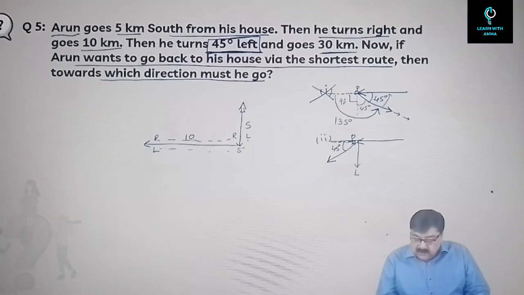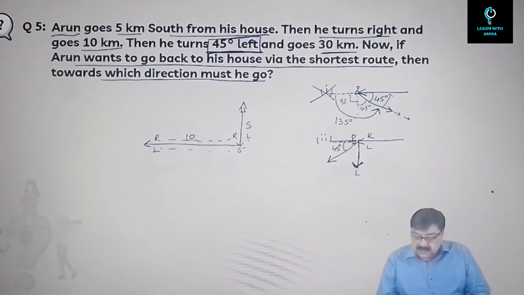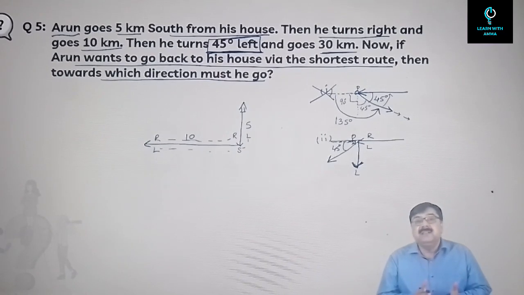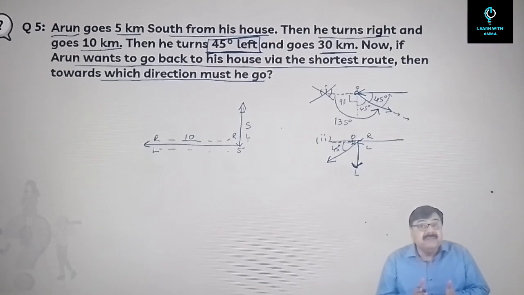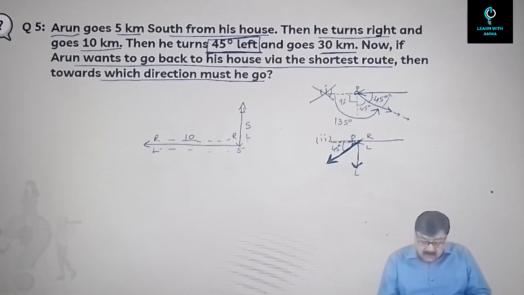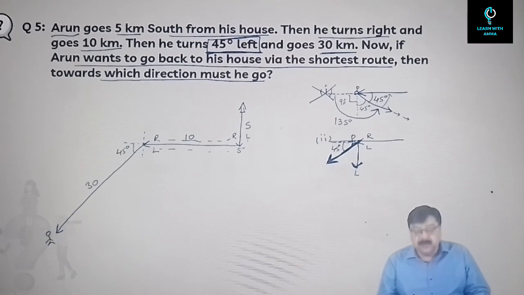Now if this person would have turned towards his left, this is left and this is right, then he would have turned towards the south, this direction. But 45 degrees left would mean half left turn. So it has to be in between this straight ahead road and the left turn road. So here, correct direction shall be this. From here it is 45 degrees and this is 30 kilometers. So this is the final position of the person.